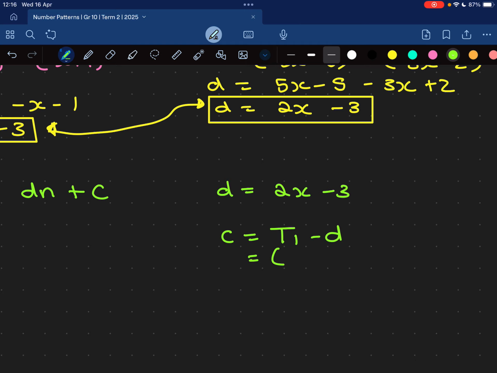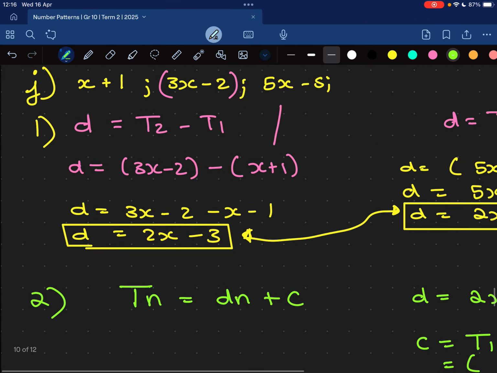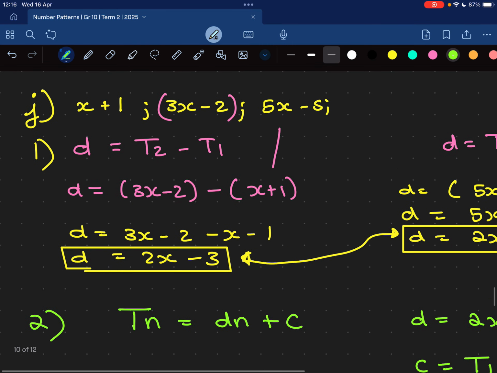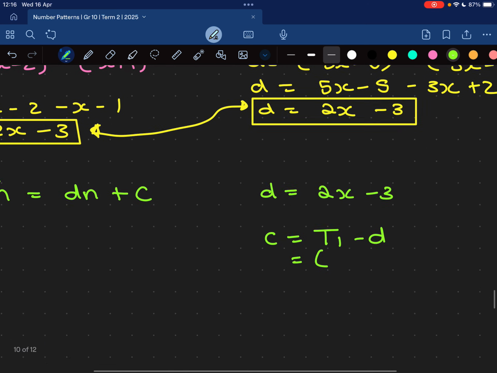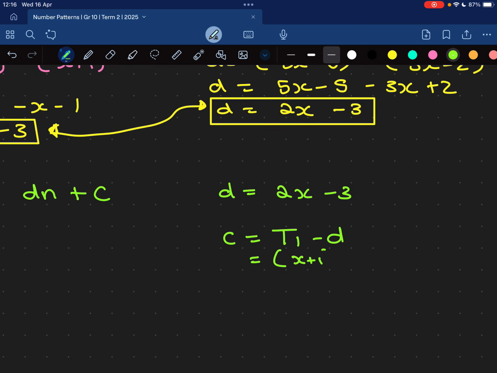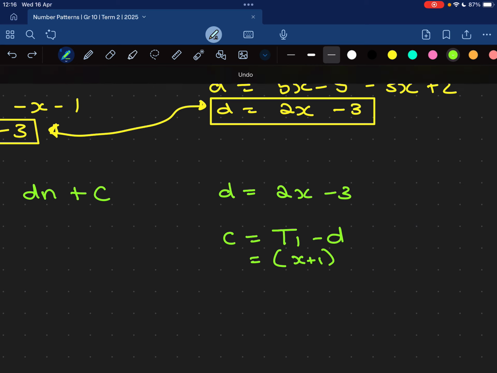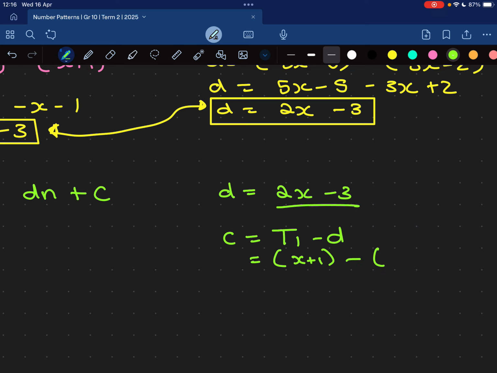Because I know the first term in terms of x is going to be x plus 1. So I'll say x plus 1 minus the difference, which is 2x minus 3. So then let's simplify that. x plus 1 minus 2x plus 3. So x minus 2x is just going to be negative x, and plus 1 plus 3 is plus 4.